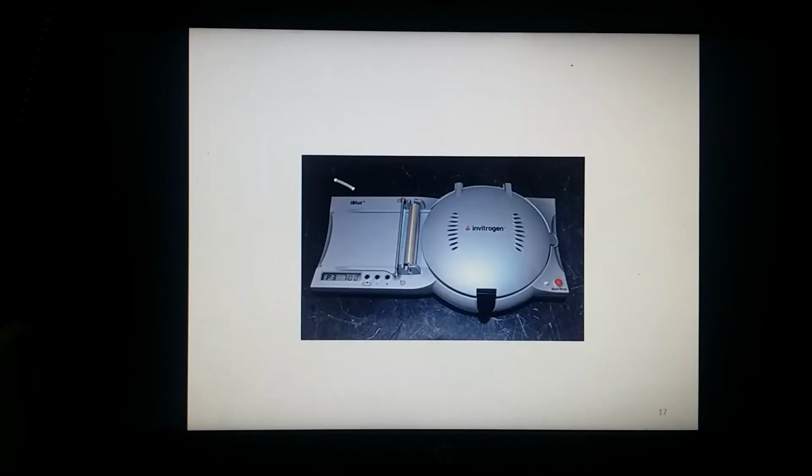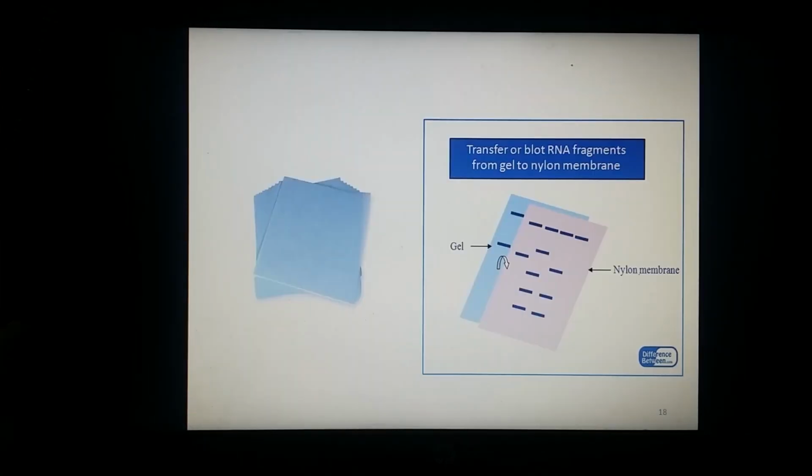Here in the diagram you can see the iBlot dry blotting system, how it looks. On the left-hand side you can see the nylon membranes, which look like this. On the left side you can also see the blot of RNA fragments from gel to nylon membranes being shown. The lower one, the blue one, is the gel, and from there the RNA fragments are being transferred to the nylon membranes.